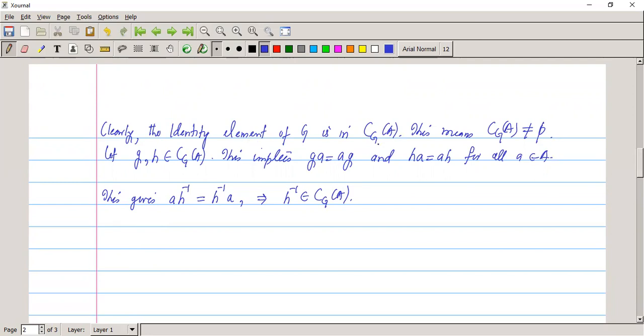Now in order to prove that the centralizer of A is a subgroup of G, we shall prove that gh inverse should belong to the centralizer of A. Now, what about gh inverse a? We actually need to compute gh inverse a into gh inverse whole inverse, and this should be equal to a, and this will mean that this gh inverse also commutes with every element of A.